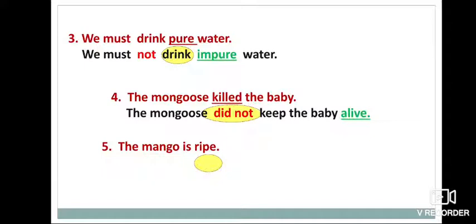Now fifth sentence. The mango is ripe. The negative sentence is: the mango is not raw. The meaning is the same. The mango is not raw means the mango is ripe. So we have changed it into a negative sentence by using "not" and the opposite of ripe. So I hope you have understood the concept of how to change a positive sentence into a negative sentence.